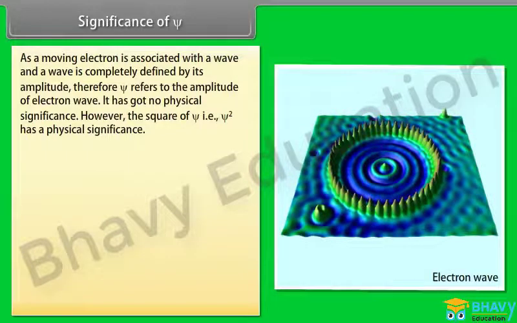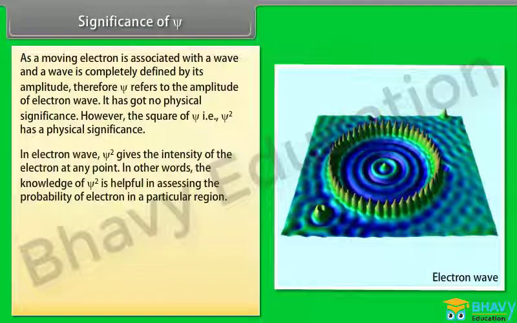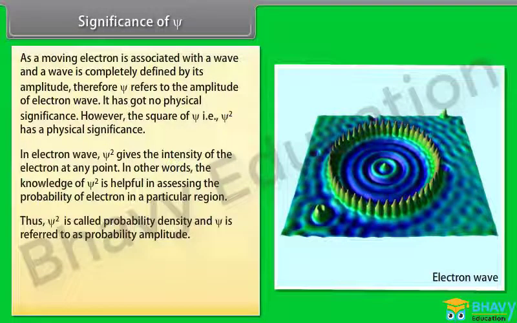Significance of psi. As a moving electron is associated with a wave, and a wave is completely defined by its amplitude, psi refers to the amplitude of the electron wave. It has no physical significance. However, the square of psi, that is psi squared, has a physical significance. In an electron wave, psi squared gives the intensity of the electron at any point. In other words, the knowledge of psi squared is helpful in assessing the probability of finding the electron in a particular region. Thus, psi squared is called probability density and psi is referred to as probability amplitude.